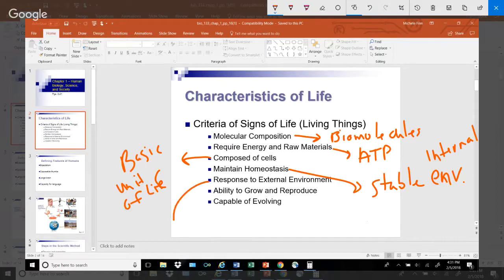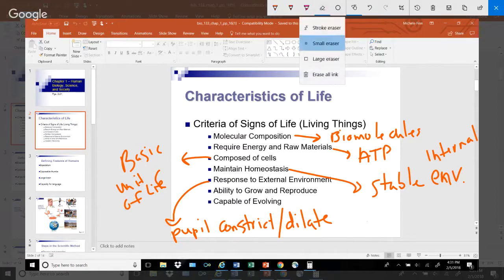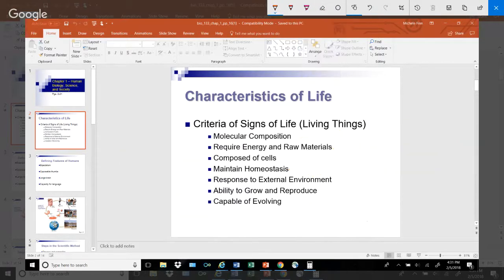Responding to the external environment, like I gave you an example of your pupils, which let light into your eyes to get to your retina. Your pupils can constrict when there's too much light, like if you're squinting in the sun, and they can dilate, get big, if you go into a darker room to let more light in. So they're responding to the external environment. We're able to grow and reproduce, and we're capable of evolving. So those are the things that we talked about in terms of being alive.